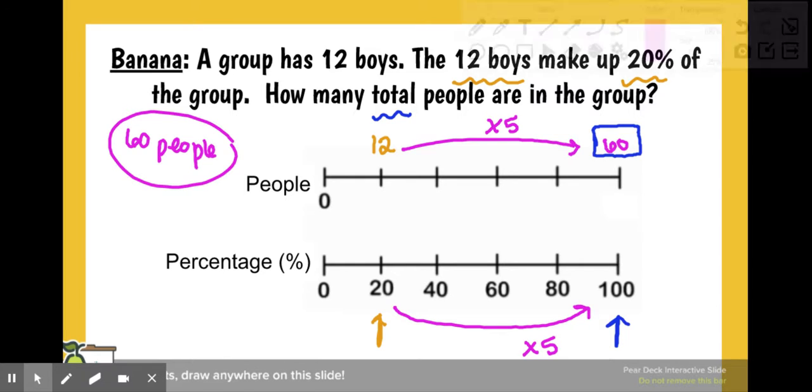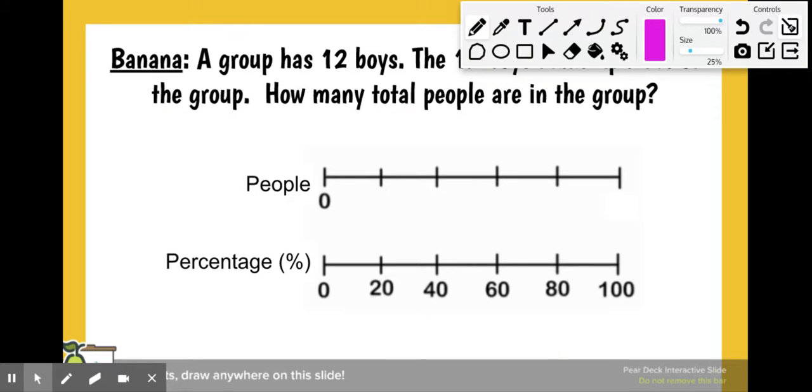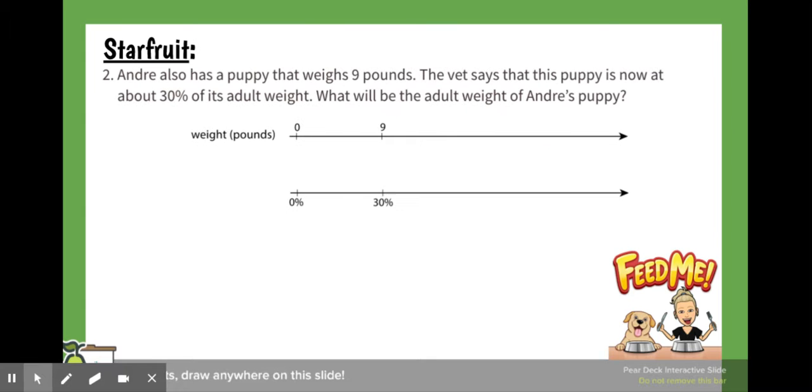All right, let's tackle the next question together. We are going to look at the star fruit problem. This problem is talking about Andre, who has a puppy that weighs 9 pounds. The vet says that this puppy is currently at about 30% of its adult weight. We want to know what the adult weight of Andre's puppy is going to be.